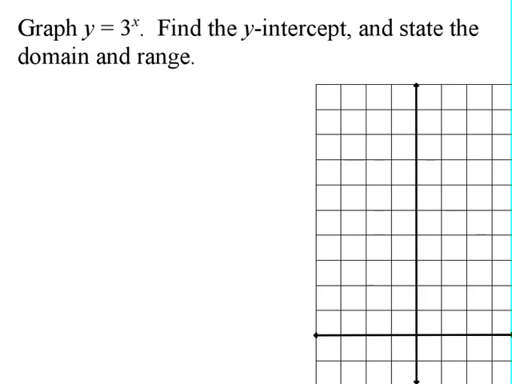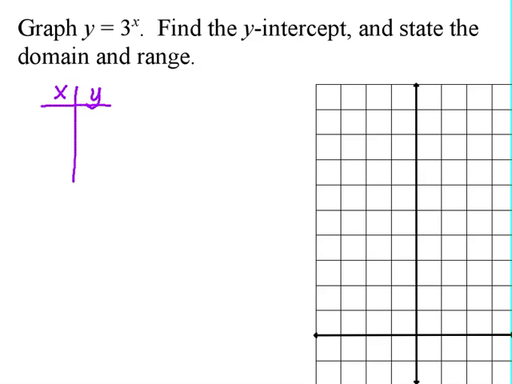So let's go ahead and look at what we're going to be doing here. We're going to be graphing. Now notice what it says. It says graph y equals 3 to the x power. Find the y-intercept and state the domain and range. Very first, we're going to start with a t-chart, and we're going to find values.